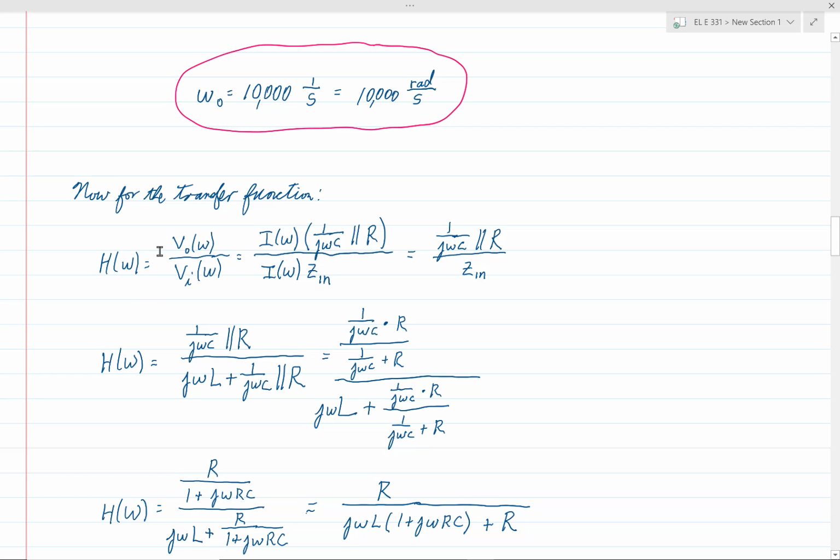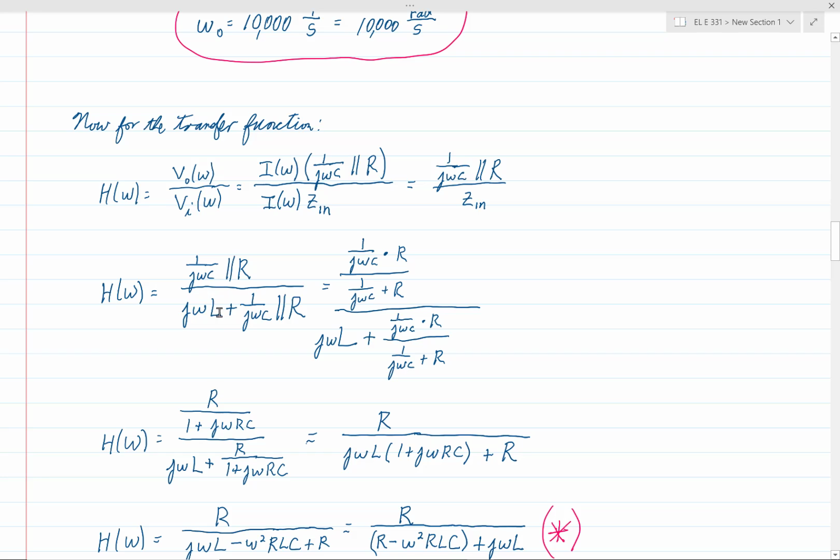So again, H of omega is VO of omega divided by VI of omega. VO of omega is I of omega times that parallel combination. VI of omega is the current times Zn. We already noted that before, where Zn is just j omega L plus that parallel combination. So the I's cancel, and so we have 1 over j omega C in combination with R divided by Zn. So that's 1 over j omega C in parallel with R divided by j omega L plus 1 over j omega C in parallel with R.